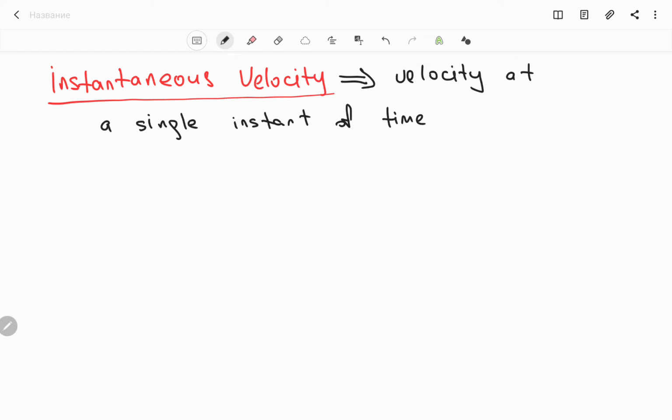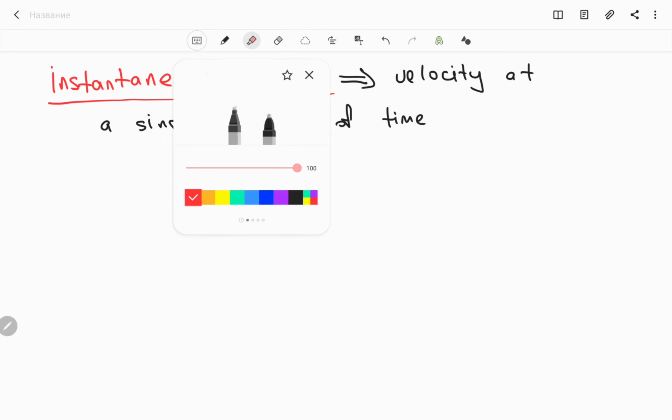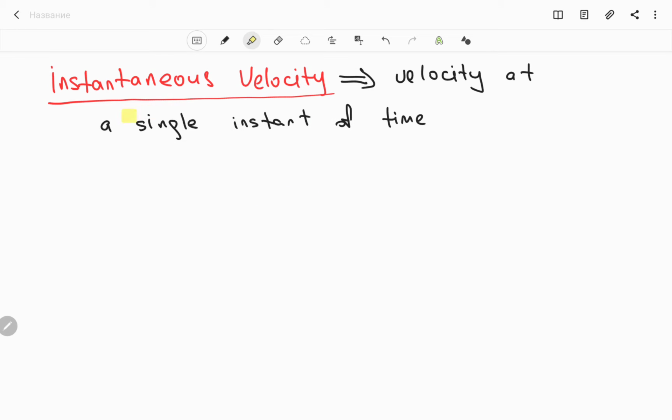Hello everyone, today we will talk about instantaneous velocity. What is instantaneous velocity? This is a velocity at a single instant of time. What does it mean, a single instant of time? We will explain it here.